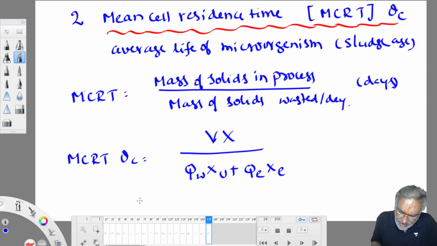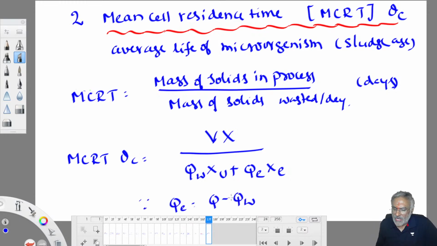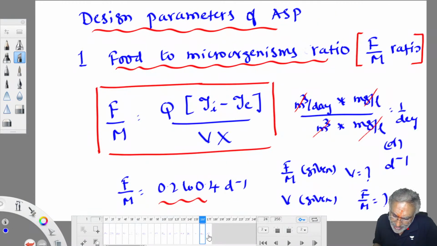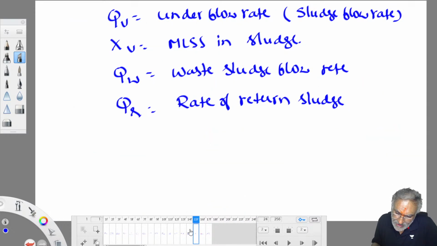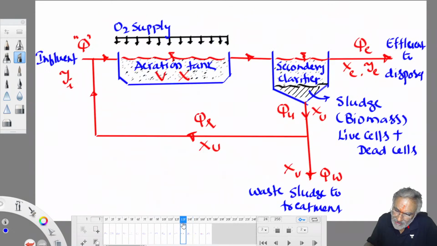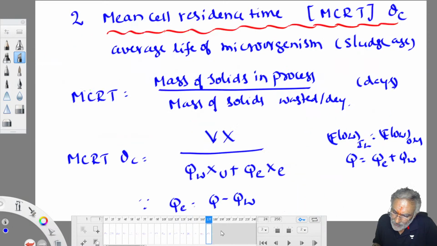You can also write it as, since QE is equal to Q minus QW. Flow balance, right? Flow in is equal to flow out. Flow in is Q; flow out is from two places only, QE and QW. This is going back to the process again. Therefore QE is equal to Q minus QW.